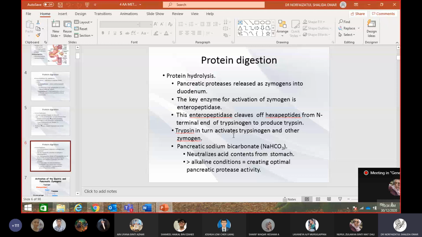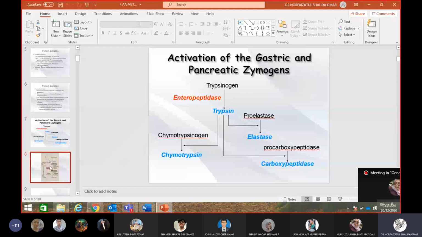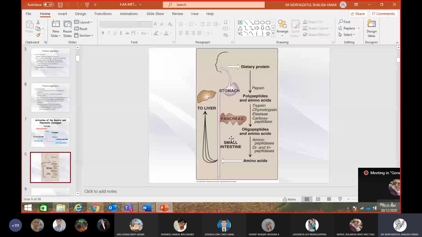Whereas in the intestine, the pancreatic sodium bicarbonate will neutralize the acid contents from the stomach. So this is how all the enzymes are activated. These are the enzymes that are in the stomach and pancreas. This is how our proteins are hydrolyzed into smaller molecules, into small amino acids.